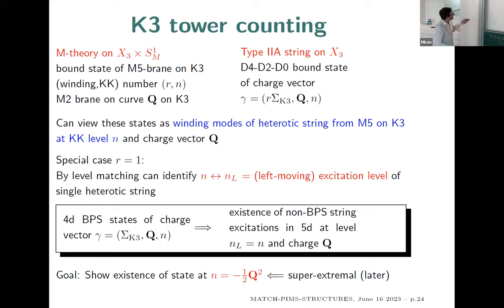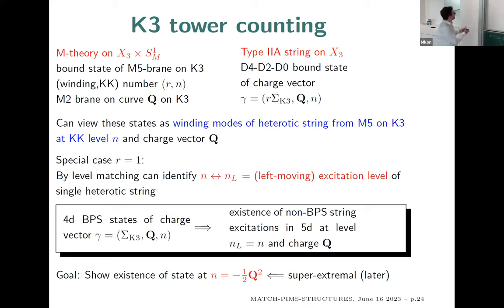And I can bind it to the particles that I got by wrapping M2 branes on any curve in the lattice of the K3. And this is known to be equivalent under a certain string theory duality to the object counted by DT invariants, and before DT the Lower bound state, or object counted by a coherent sheaf with the charges R times R for the wrapping number times the class of the K3, Q the class of the curve, and N the class of H0, and copies of H0, so to speak, that would be the zero brane. This is a well-known duality. And equivalently, you can think of these states as being the winding and KK modes of a heterotic string that you get by compactifying the M5 brane on the string at a KK level N and with charge vector Q. And okay, so far so good.